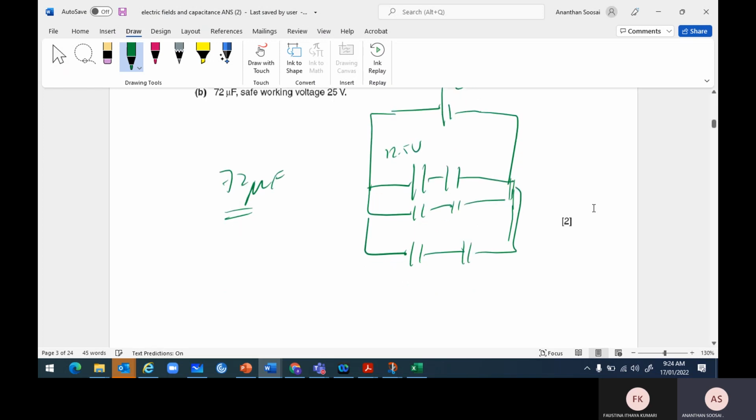Okay, so this is how some questions they will ask. They change the power supply, they give one standard capacitor which has a certain safe working voltage. They ask you the ratio. Okay, so you need to figure out. Any questions so far? Got the idea?